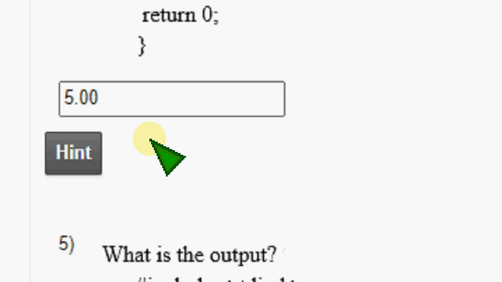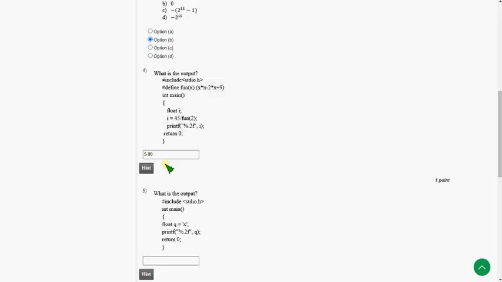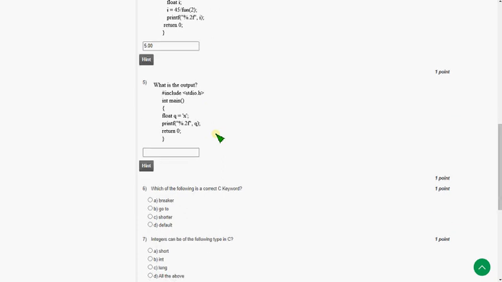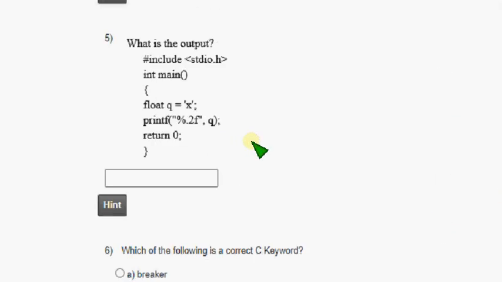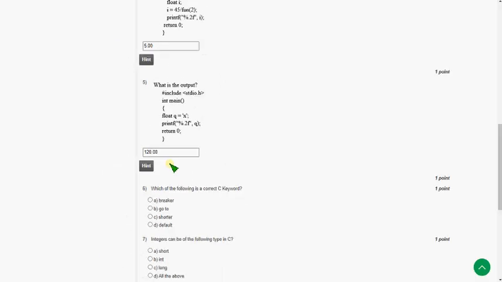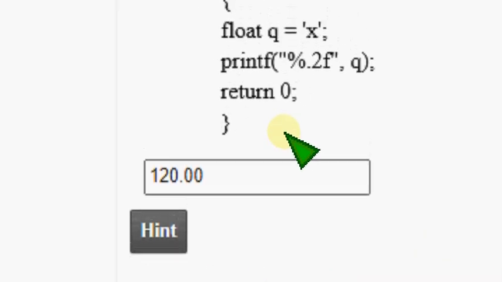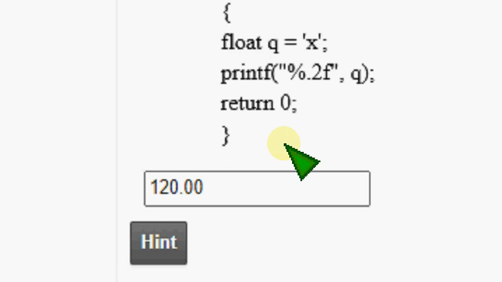So the next question, fifth question. For the fifth question, I got the answer as 120.00. So the answer for fifth question is 120.00.